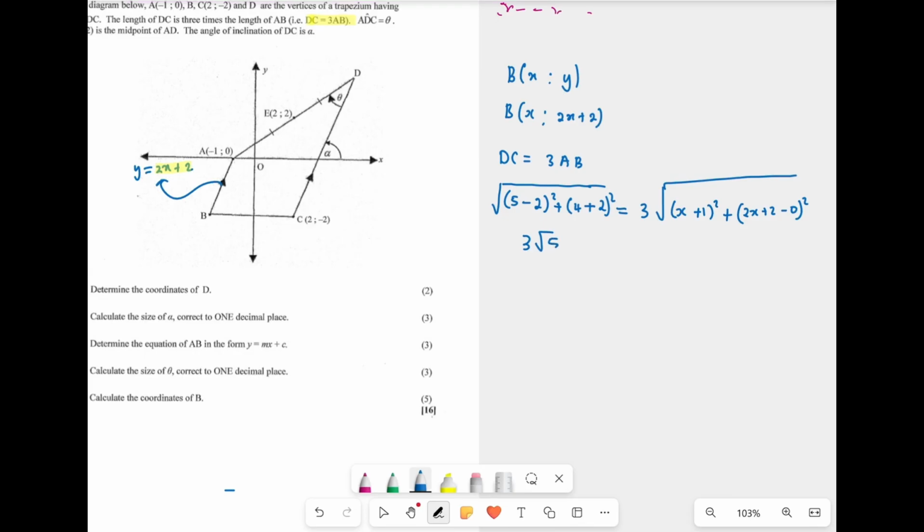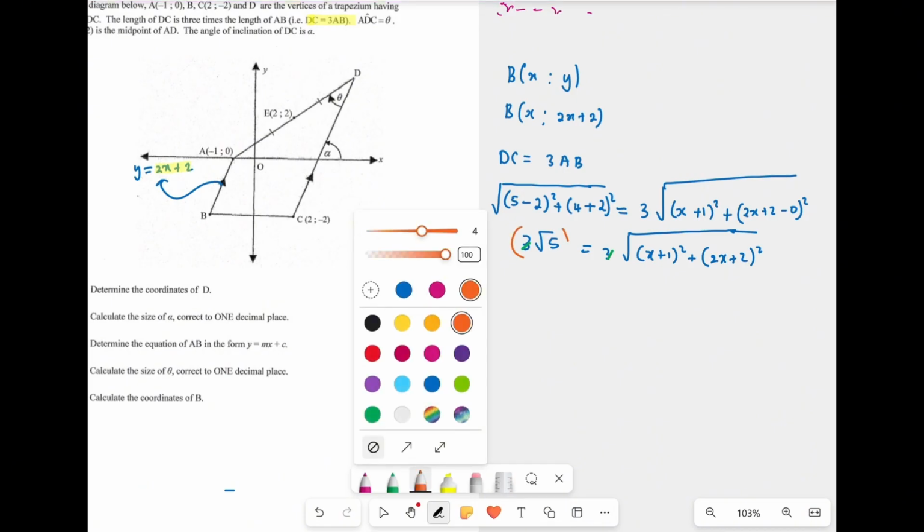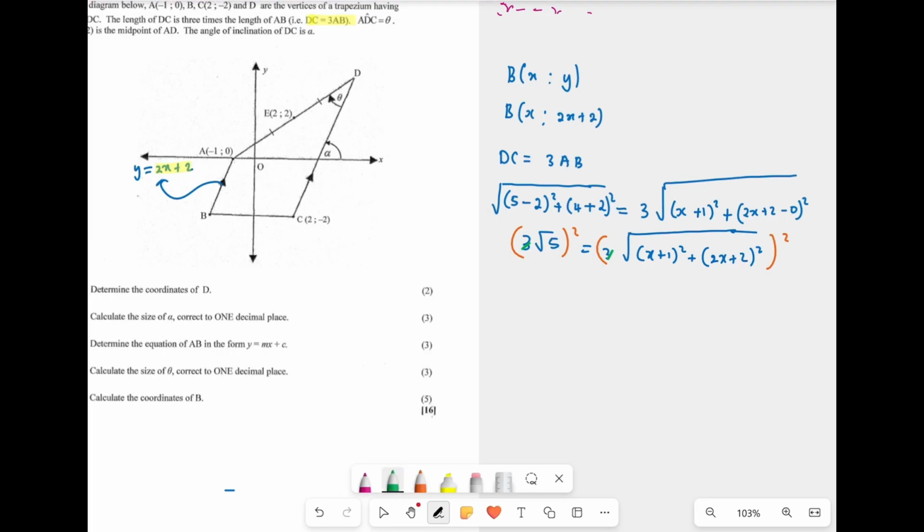So we have 3 root 5 is equal to 3 square root of x plus 1 all squared plus 2x plus 2 all squared. And then we can divide by 3 on both sides. So 3 and 3 will divide each other. And then we square on both sides. Remember 3 and 3 is gone. So I will have 5 is equal to, now squared will remove the square root.